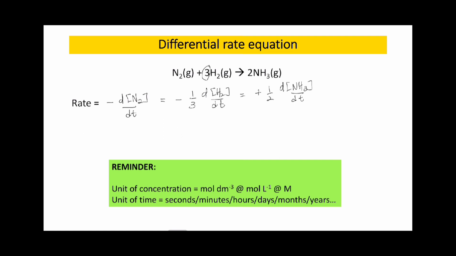When we write the differential rate equation, we must know that the unit of concentration is always mole per dm cube, or mole per liter, or molar. But the unit of time can be in any unit, for example, seconds, minutes, hours, days, months, years, decades, and so on.